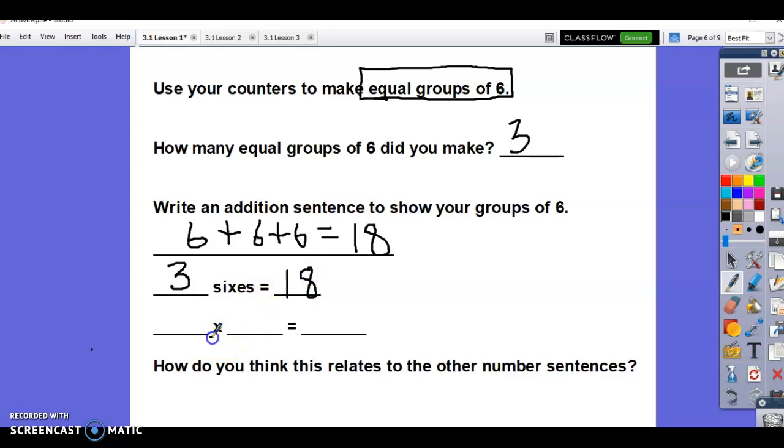Okay, so now I see this multiplication symbol. Okay? I want you to write down, or you can write it on a piece of paper, or you can say it out loud. What do you think my multiplication equation is going to be? Good, it is 3 groups of 6, which means that x equals 18.